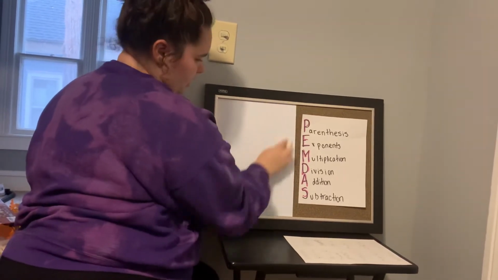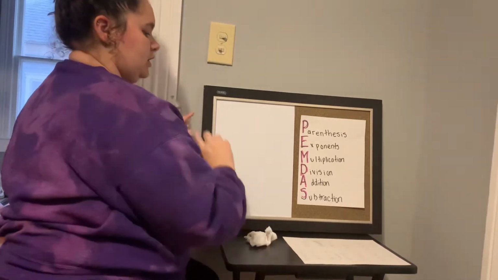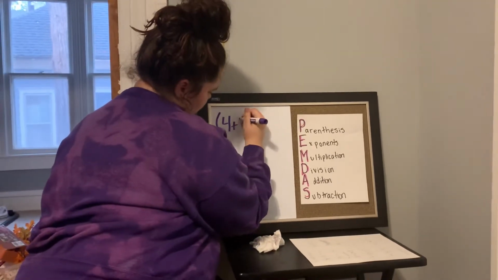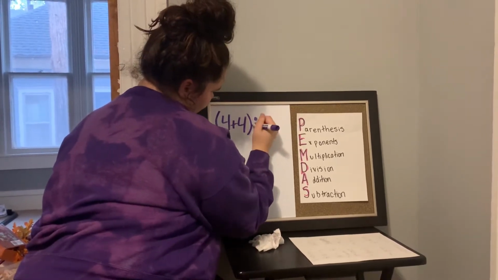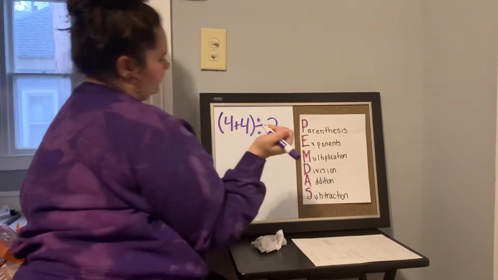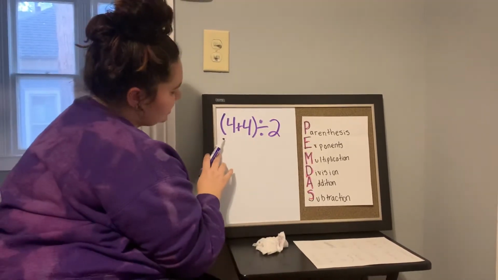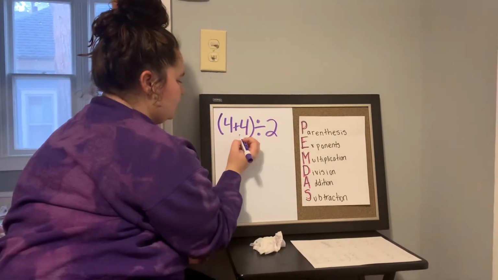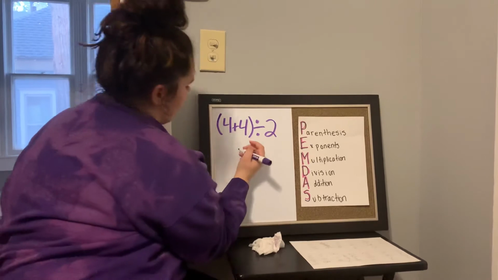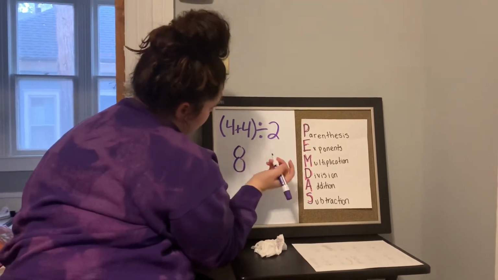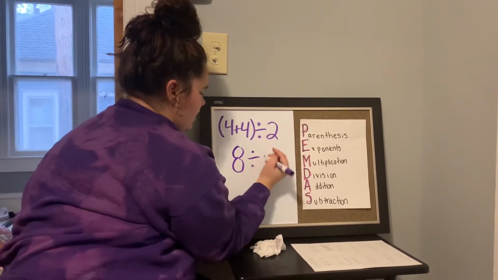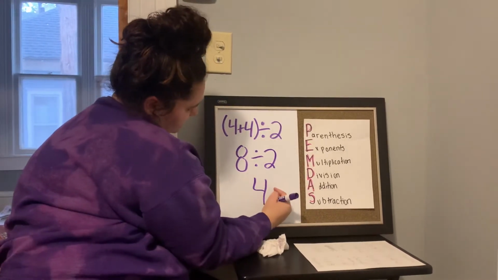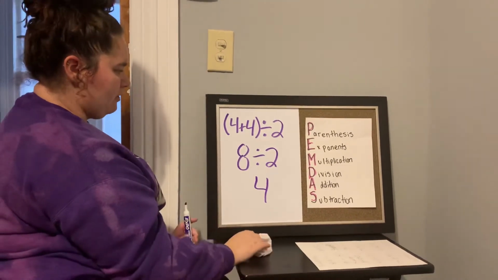Now let's move on to some division. So we have 4 plus 4 divided by 2. Okay, so again, we have parentheses, which is the very first thing we always check for. So we have 4 plus 4 in our parentheses, which is 8, divided by 2. So now we do our division, and that is 4. So there is our answer for that one.